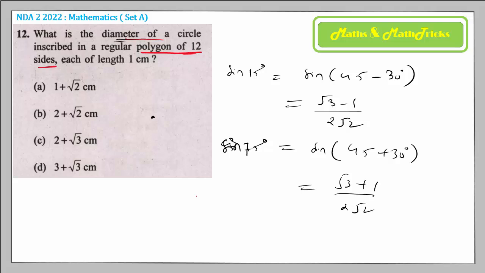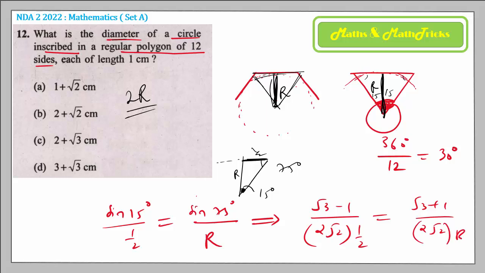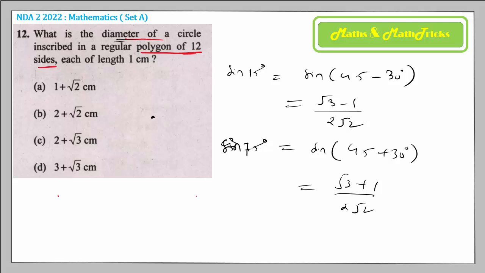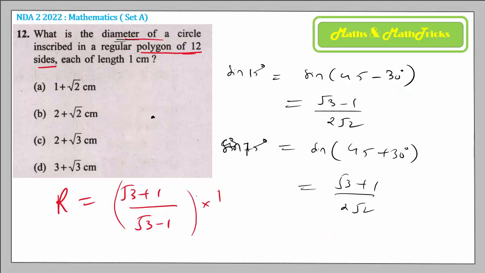Take these two values and substitute them in the formula you got. So sine 15 is (root 3 minus 1) by 2 root 2, with half in the denominator, equals (root 3 plus 1) by 2 root 2 over r. So the 2 root 2 term gets cancelled. What do you get on the next line? You will get r equals (root 3 plus 1) upon (root 3 minus 1), and there was a half on the left hand side. This half will get multiplied on the right hand side, so here still there is a half remaining.